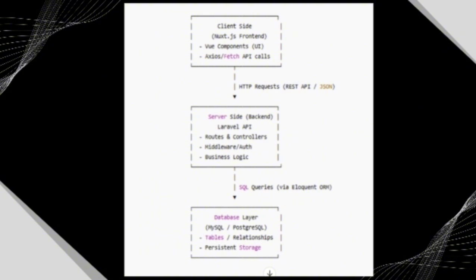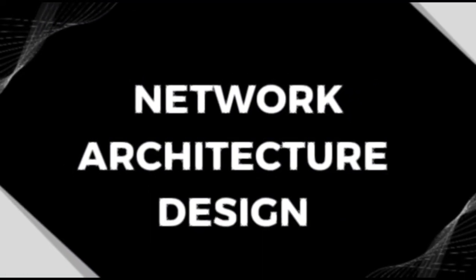end. Lastly, this is what we call the database. It is to securely store and retrieve application data such as user accounts, posts, and transactions. It can communicate only with the backend, and Laravel interacts with the database using Eloquent ORM or Object Relational Mapper. Now, let's proceed to the network architecture design.